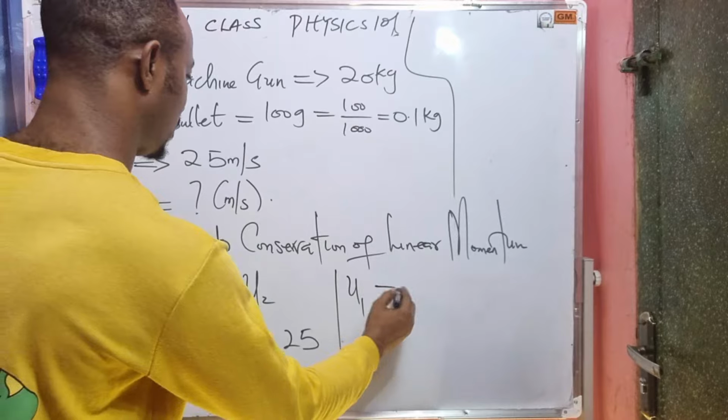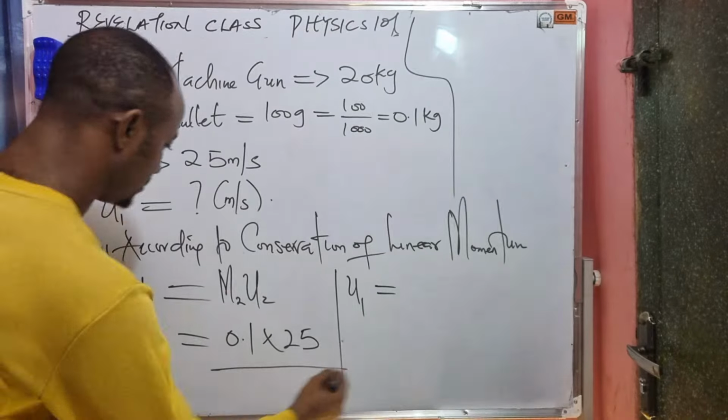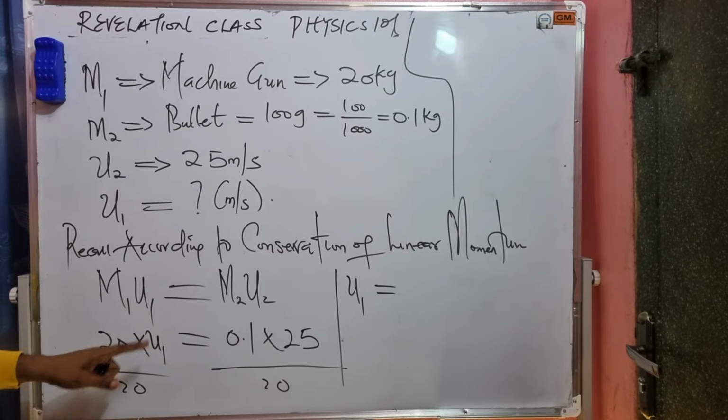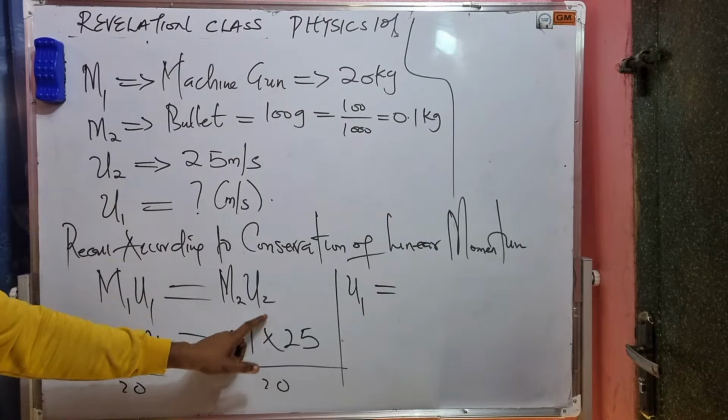Our U1 then becomes, to find U1, we have to divide both sides by 20, right? By 20. I will not make a mistake. M1 is 20, U1 is unknown. M2 is 0.1, while U2 is 25.